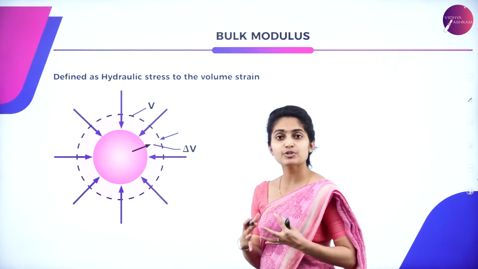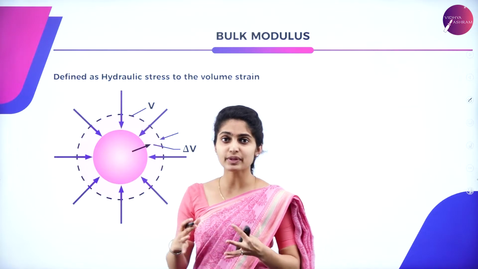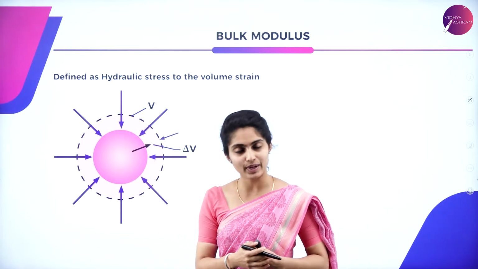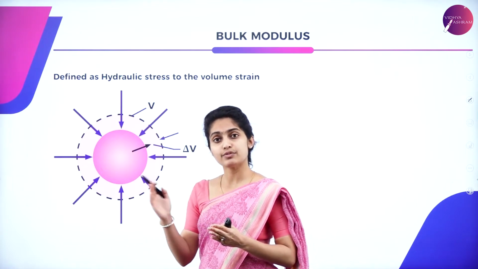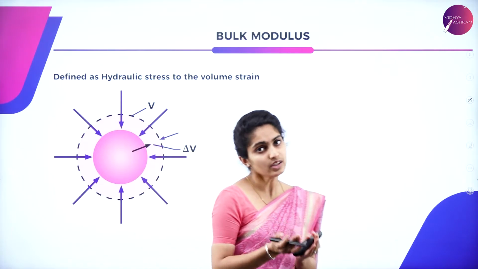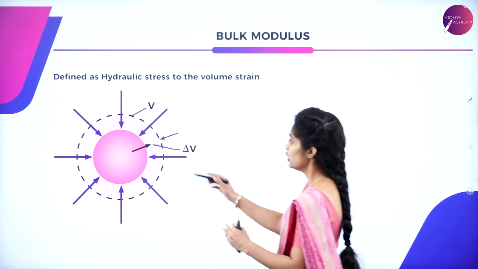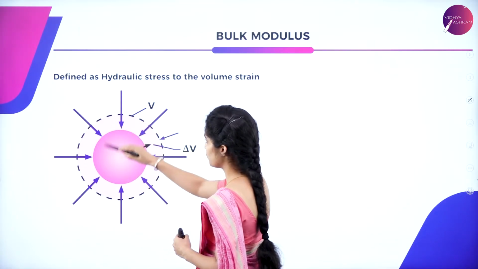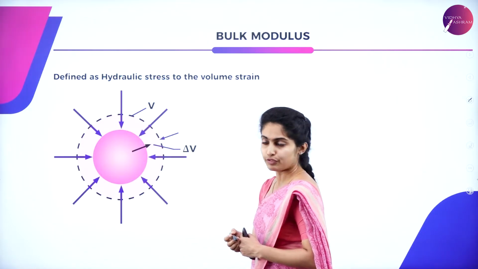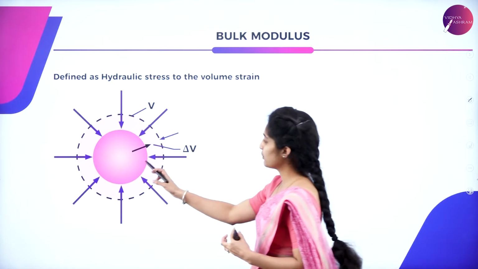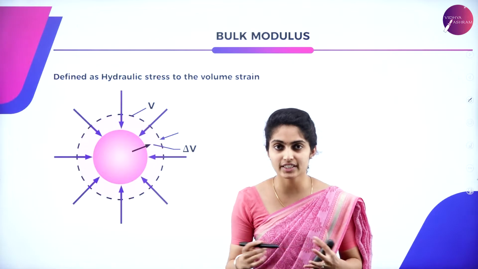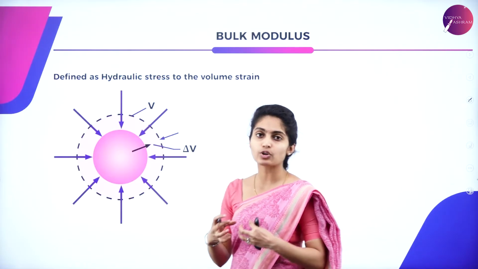So what is meant by hydraulic stress? Hydraulic stress means a uniform external force is applied overall to the surface. That deforming external force is always uniform throughout the body, which is given in this diagram. So this is the original volume of the object, the light shaded color with volume V, and the compressed one is given by the dark shaded color, wherein these arrow marks suggest that it is a deforming force applied on the object.